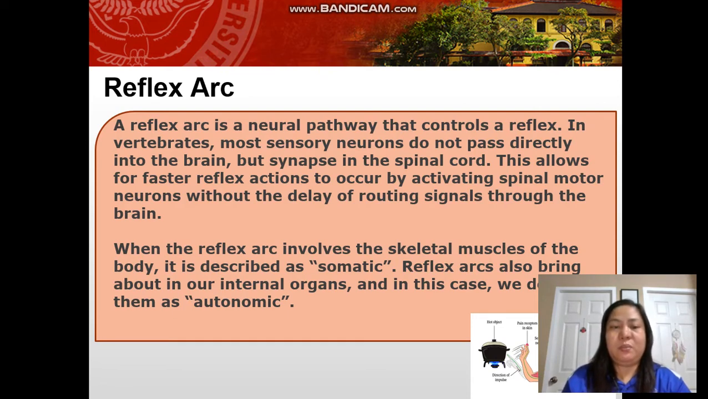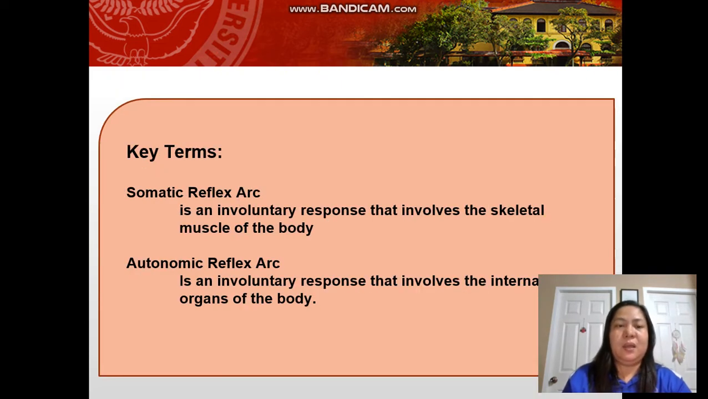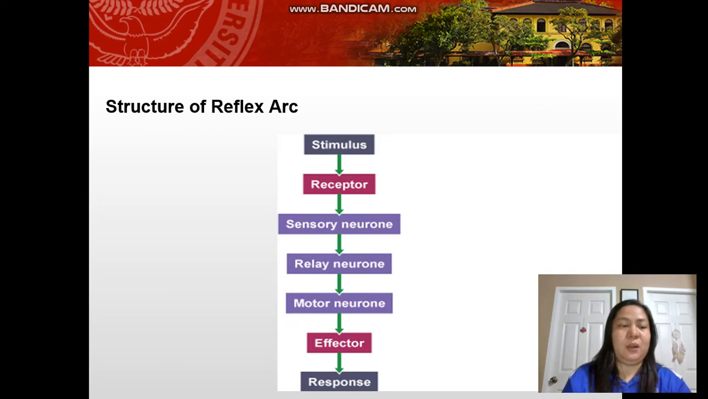Reflex arc also brings about responses in our internal organs. In this case, we describe them as autonomic. Remember, the somatic reflex arc is an involuntary response that involves the skeletal muscles of the body, while the autonomic reflex arc is an involuntary response that involves the internal organs of the body. Now, this is the structure of reflex arc.